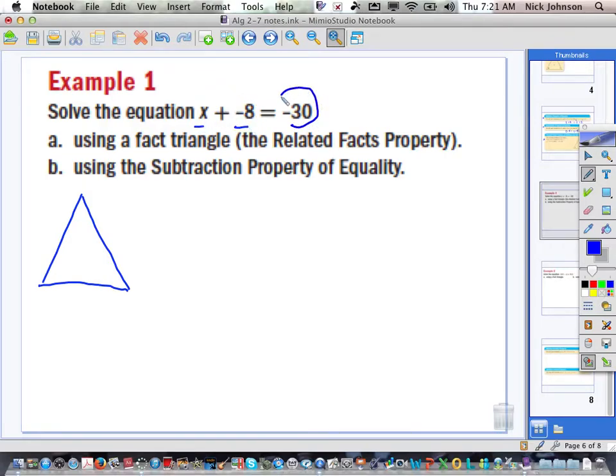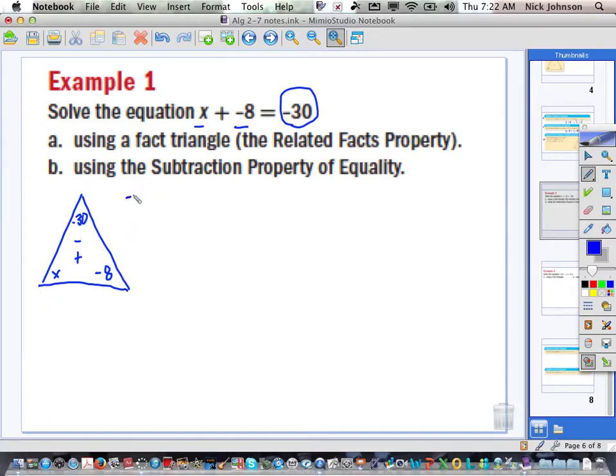This is my sum. So my sum is a negative 30, so that goes up here. Okay? So I put one add-in here, I put the other add-in over here. My plus here, my minus up here. So in order to find this x, I'm going to go backwards.